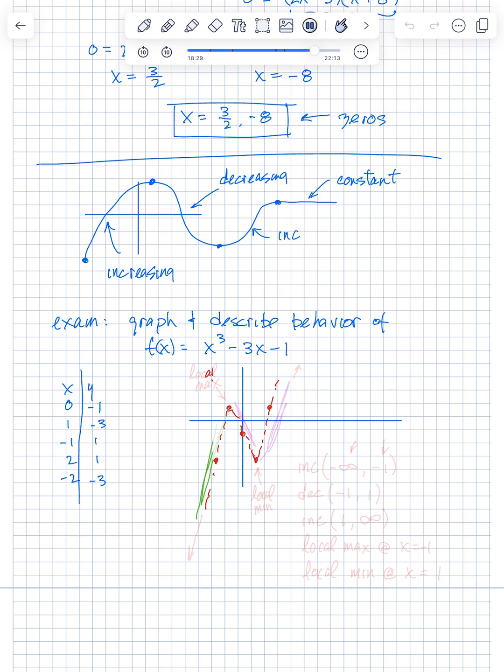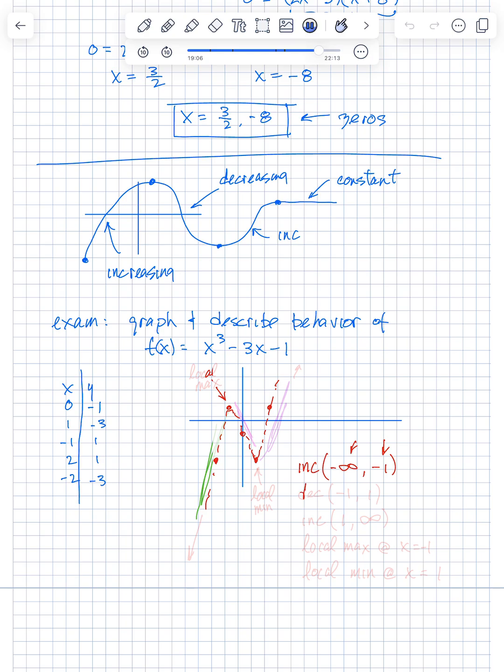So we know it's increasing. And what's the interval it's increasing? And remember, we're starting from left to right. So it's increasing from -infinity to this point here, which is -1. Now this is the confusing part. Remember, you are only describing the x values, not the y values on this interval. So these are both the x values, okay?